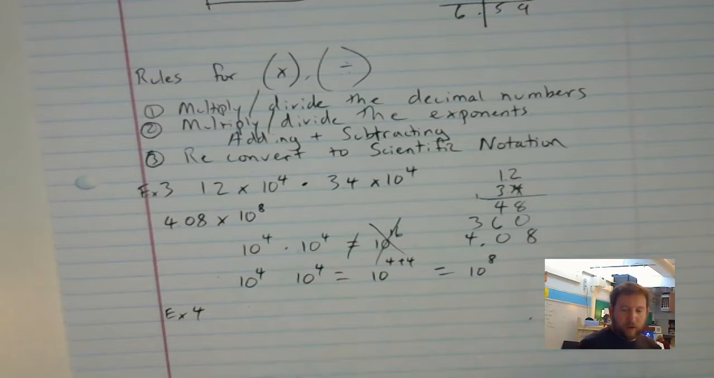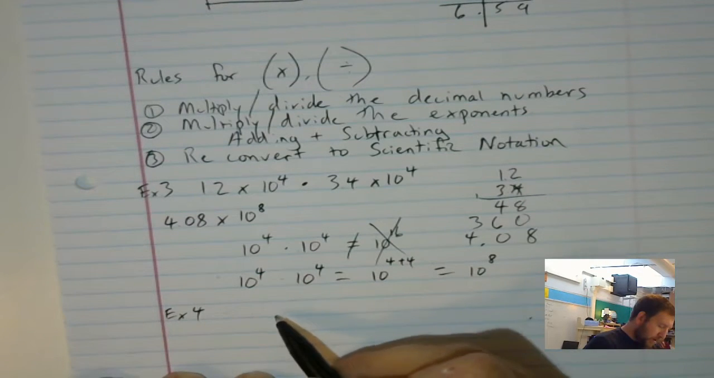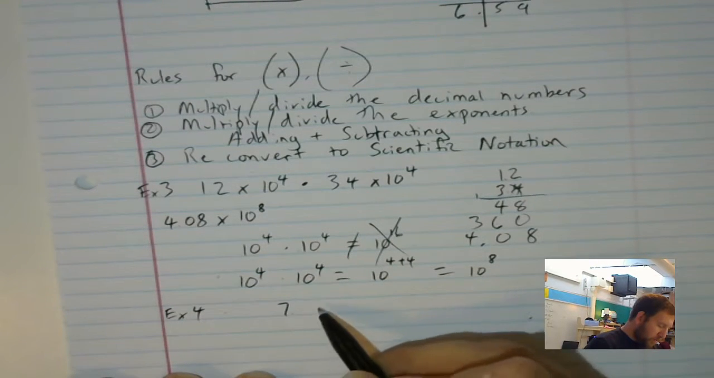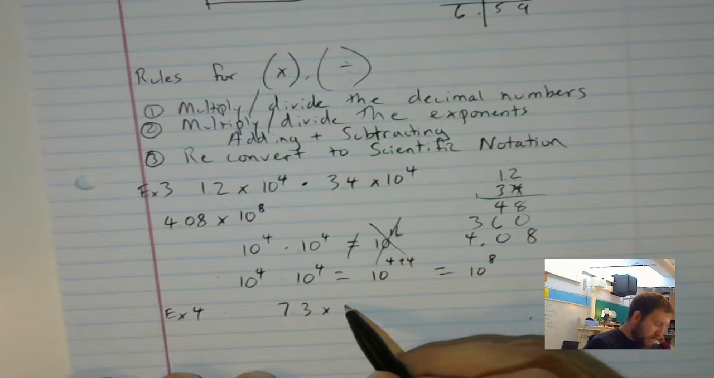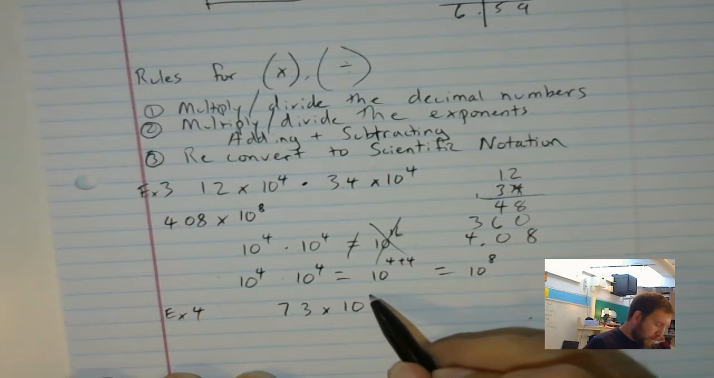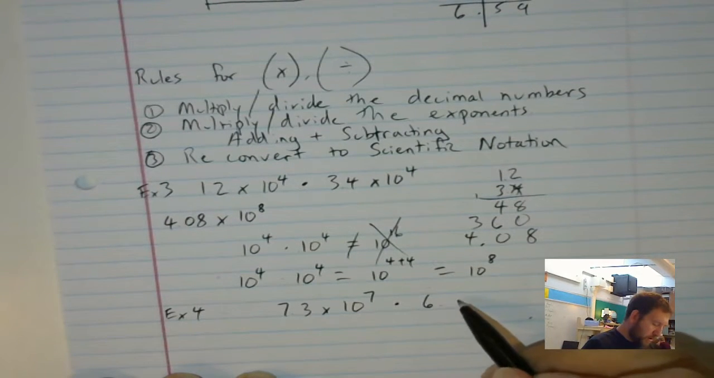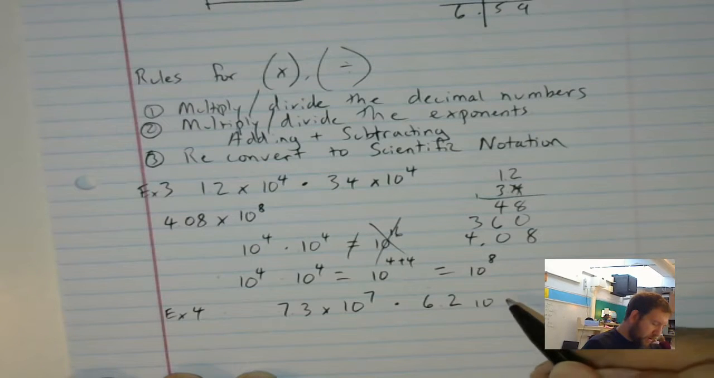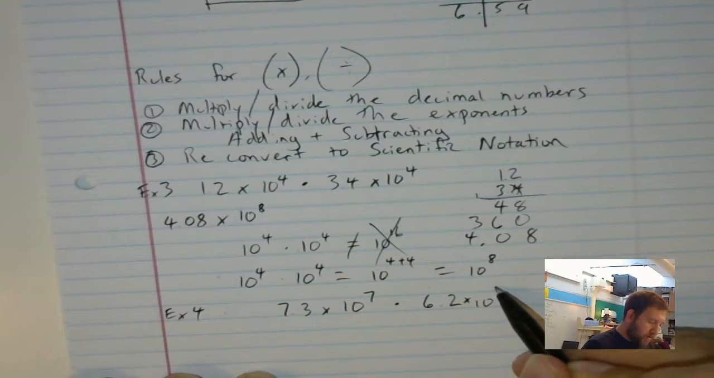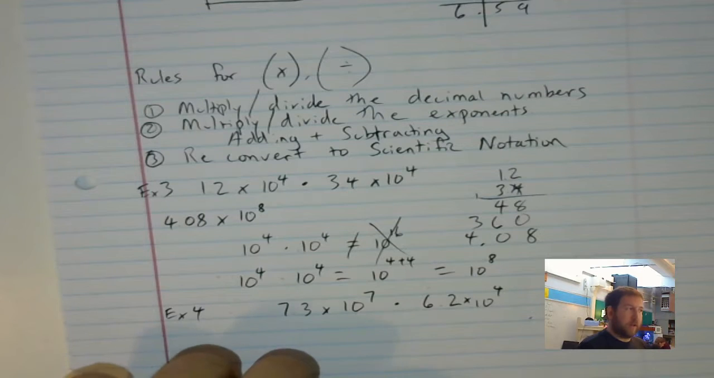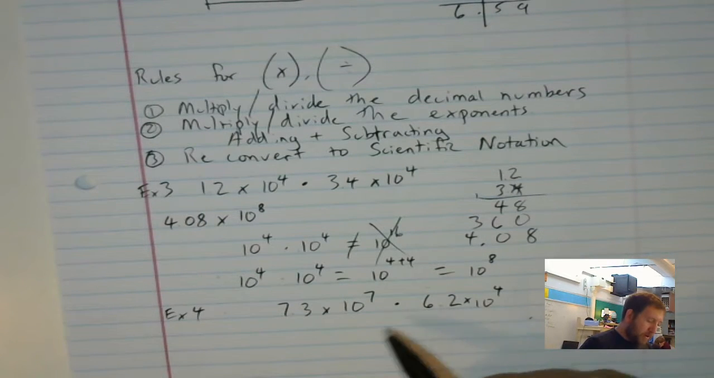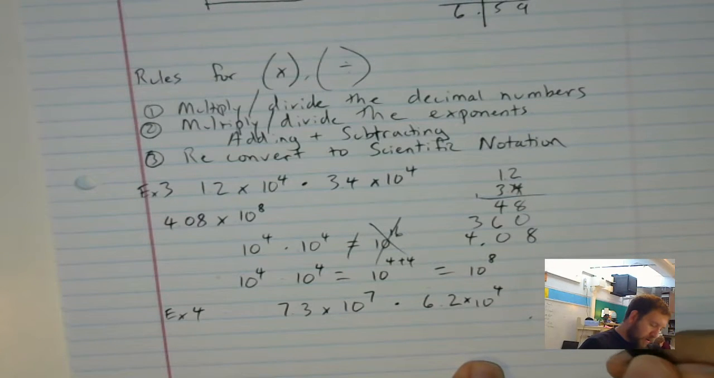Example 4. All right, let's take a look at 7.3 times 10 to the 7th times 6.2 times 10 to the 4th. Okay, so my first step again, just like before, I'm going to do 7.3 times 6.2. So I'm going to do that over here.